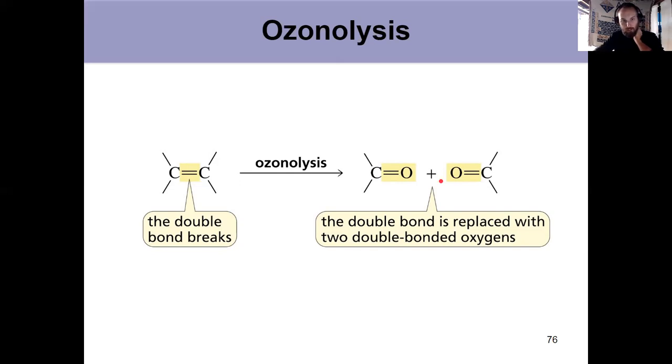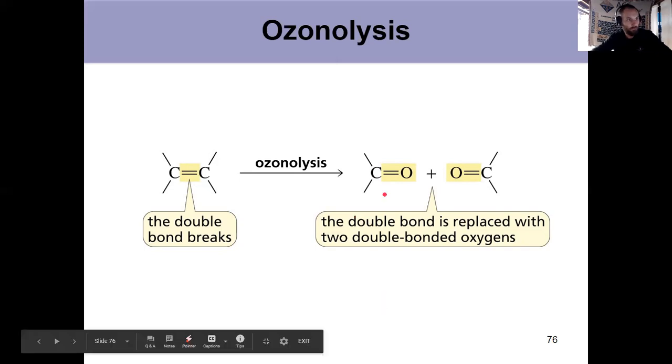We do this by treating the alkene with ozone, O3, at low temperature, and that breaks both the sigma and the pi bond, which is why you've got to keep track of the ozonolysis, because it's the only one from chapter 6 that breaks the sigma bond as well. All the previous reactions just broke the pi bond.